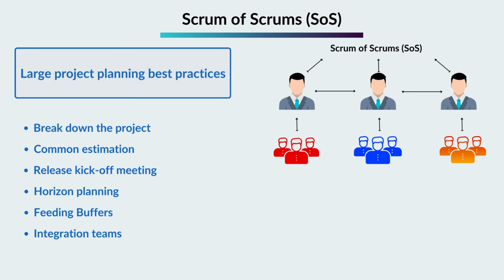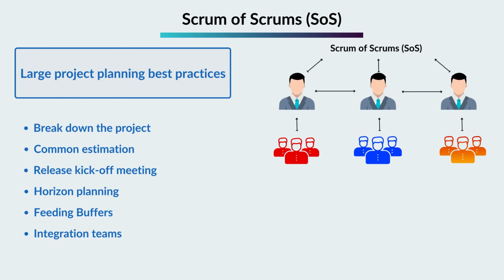Feeding buffers. The concept of feeding buffers in Agile was incorporated from the critical chain project management method, which suggests reserving some free time between two successive sprints for unforeseen reasons, which eliminates the risk of cascading delays.